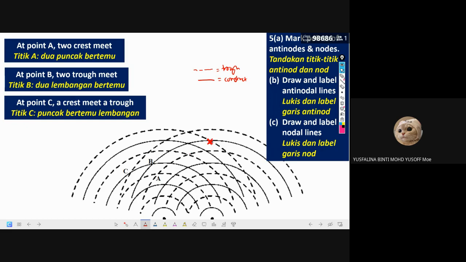Okay, how about this one? I put the label Y here. What happened at Y? What happened here? Is it constructive or destructive? Yes, very good, Joey. Constructive. Okay, this one throw, mid throw. What happened here? The one that I make a circle here. Is this one constructive or destructive?